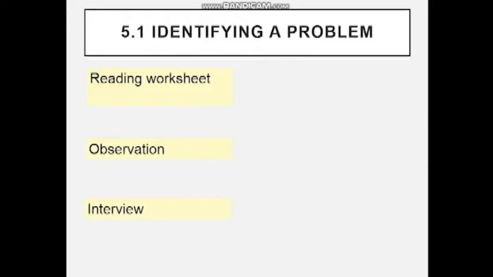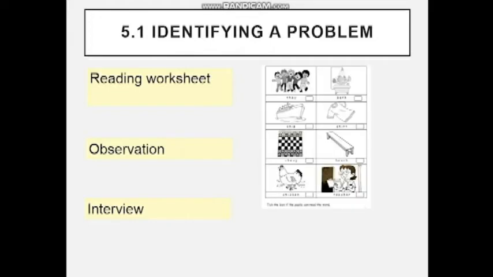To identify the problem, we use three methods. The first one is through a reading worksheet that we have prepared for both of the students. Besides that, we also check through the previously done reading school-based assessment. This is a sample of the worksheet that we gave them.